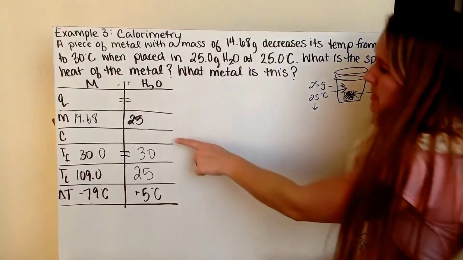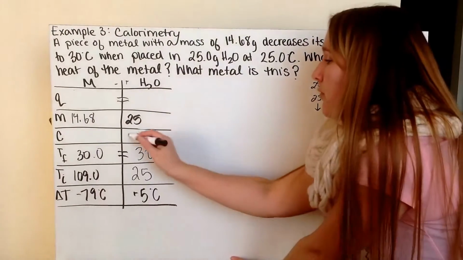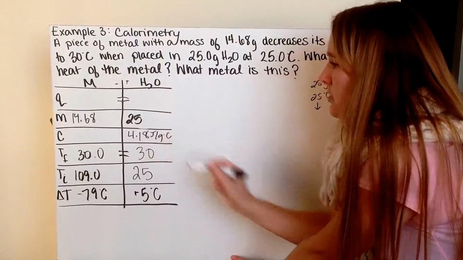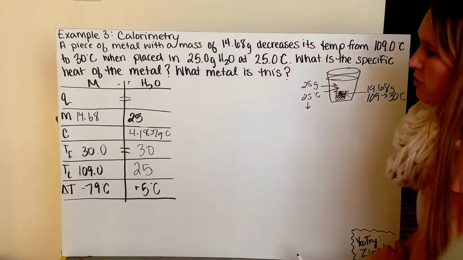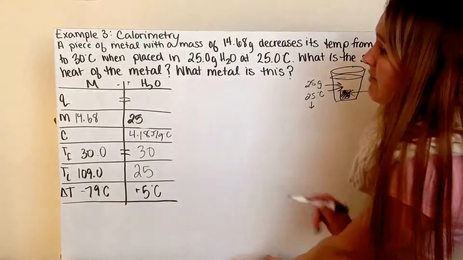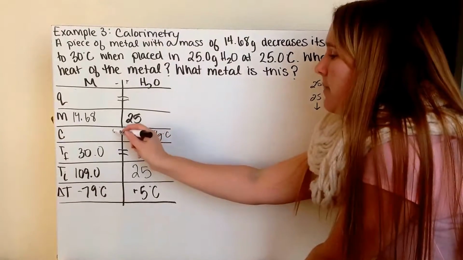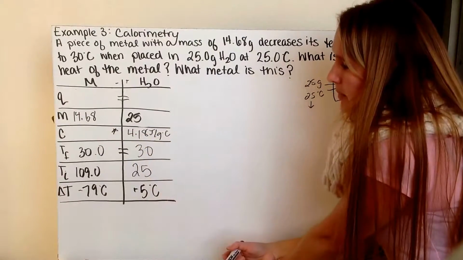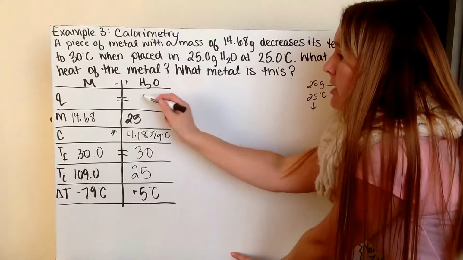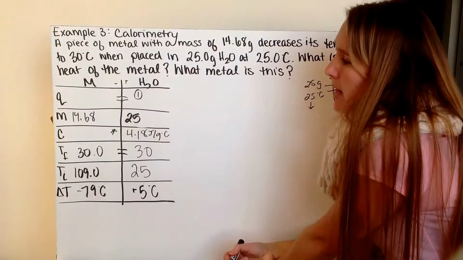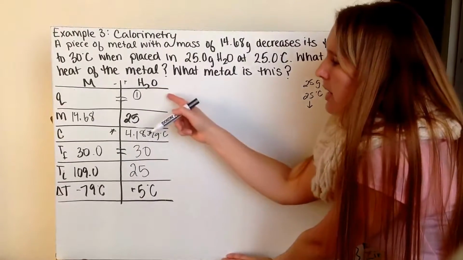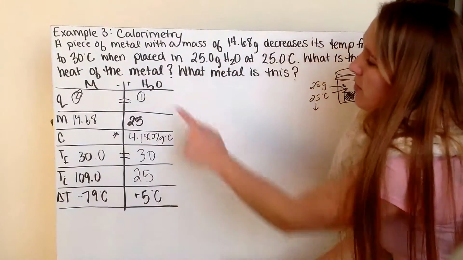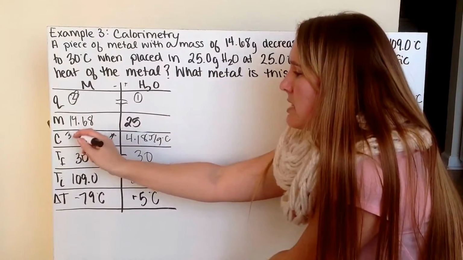I also know my specific heat of water. It's always going to be 4.18 joules per gram degree Celsius. This is all the information I know right now. I still have 3 holes, and inevitably, I want to know the specific heat of my metal and what metal it is. Well, I can't just get there in one step. But I know first I can find my heat of my water. Then I know that that's going to be equal to the heat of my metal. And from there, I can solve for my specific heat.